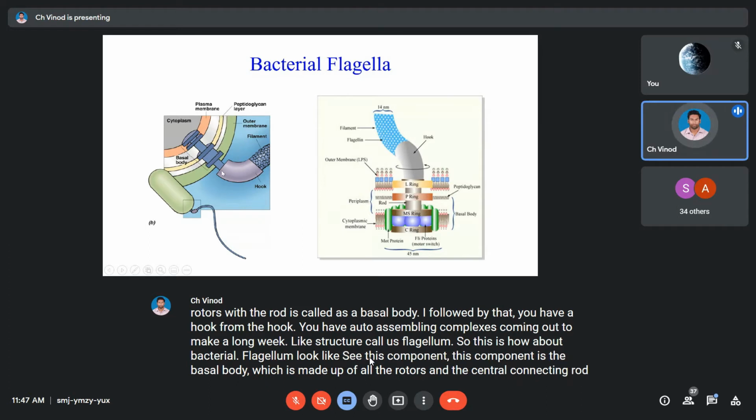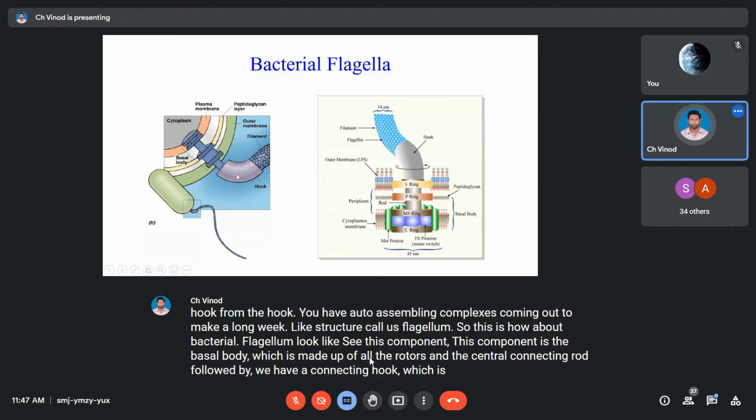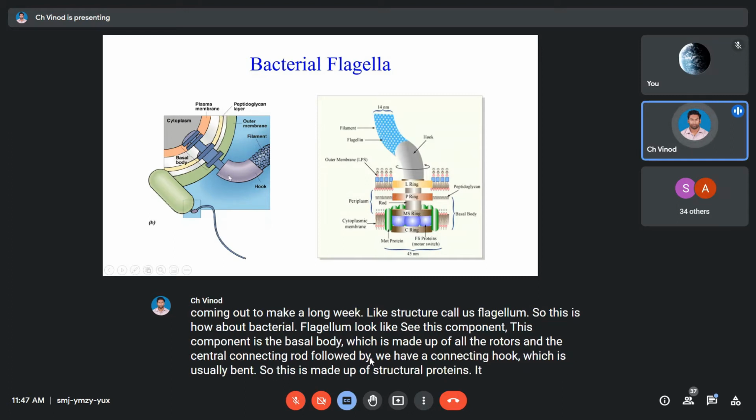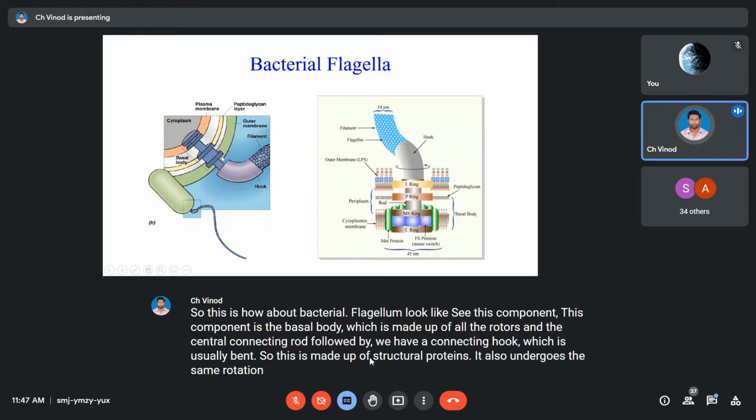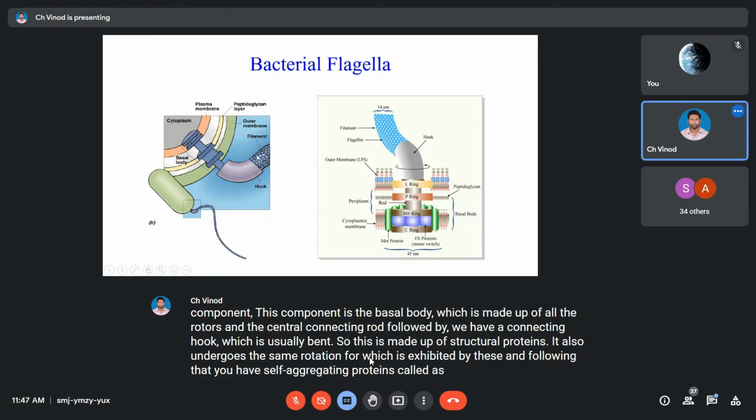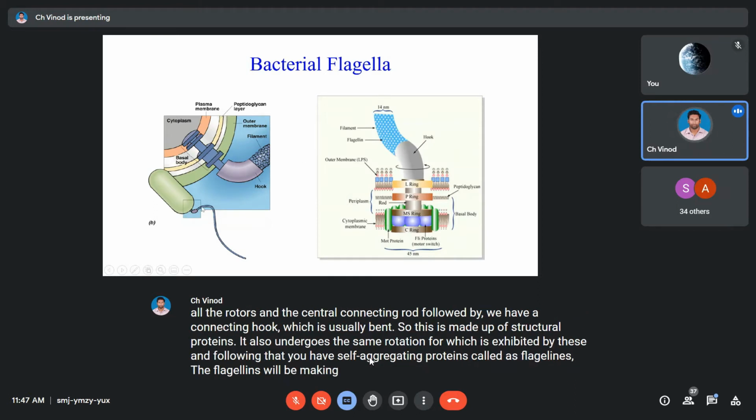Followed by we have a connecting hook, which is usually bent. So this is made up of structural proteins. It also undergoes the same rotation which is exhibited by this. And following that, you have self-aggregating proteins called flagellins. The flagellins will be making this entire whip-like structure called the flagellum.